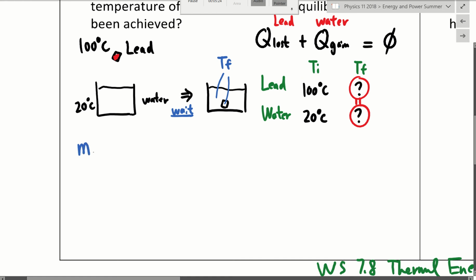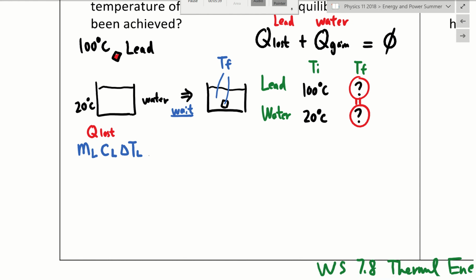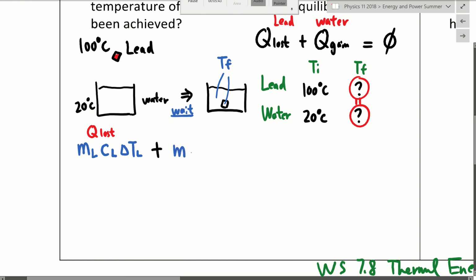Now for the first one, we're going to use lead. So mass of lead, specific heat for lead, change in temperature for lead, right? So this is the heat energy loss. That's the heat energy loss for lead. Now we're going to add it to the heat energy gain of water, which is mass of water times specific heat of water.